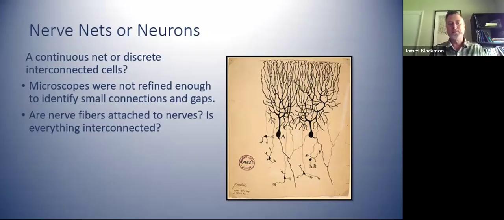So it wasn't so long ago. It was a little over 100 years ago that we figured out what the brain was. We just didn't know, and we didn't have the tools. And so there was the question: is it an interconnected network like the circulatory system? Or do we have separate cells? So do we have nerve nets or neurons?